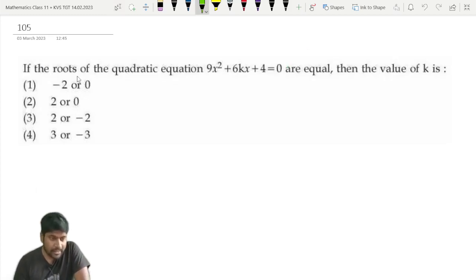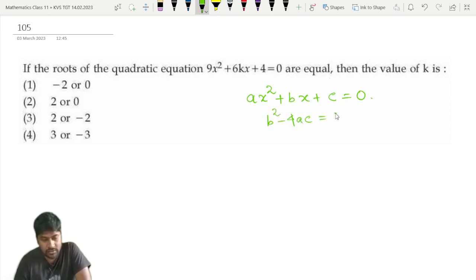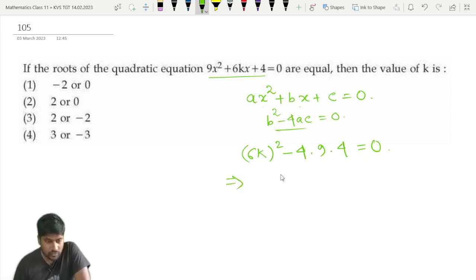So what they are asking, if the roots of the quadratic equation these are equal, then the value of k is what? So we know the condition of the equality of the roots of this quadratic equation, ax square plus bx plus c is equal to 0. If the roots are equal, then we have b square minus 4ac is equal to 0. Okay, so if you compare this equation with the standard quadratic equation, then the condition for equality of the roots will be b square, means 6k whole square minus 4ac, 4 into 9 into 4 is equal to 0.